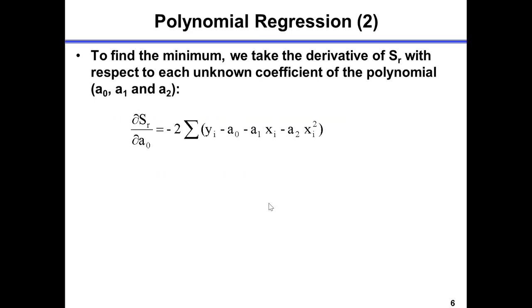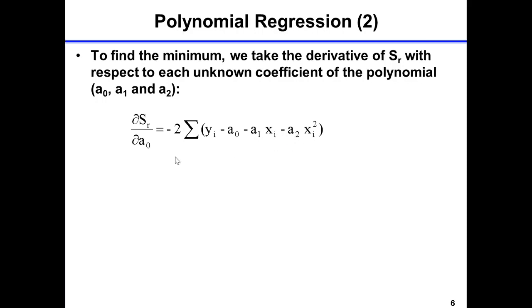And we had a similar approach for the linear least squares. So what are we going to do? We want to find a0, a1, and a2. These are the polynomial coefficients that we would have for our x, the variable that we have.